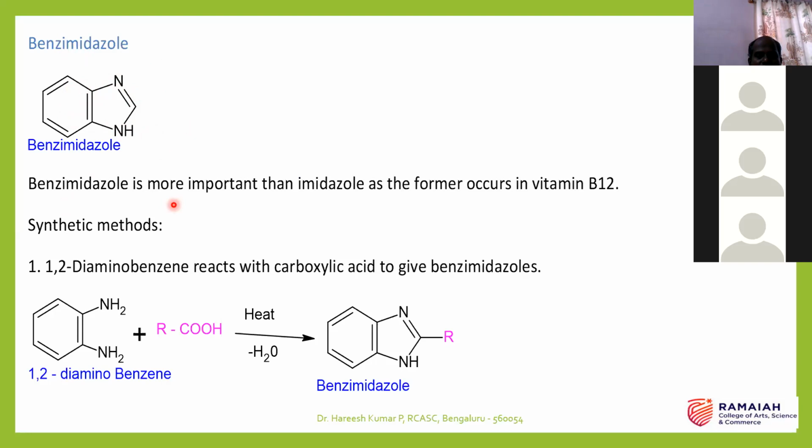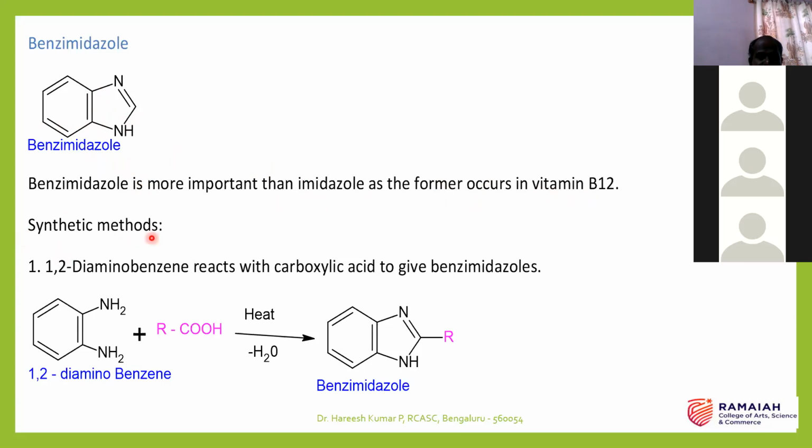Then benzimidazole is more important than imidazole as a pharmacophore, occurring in vitamin B12. That means we can say that vitamin B12 is a derivative of benzimidazole. That is the reason it's important.